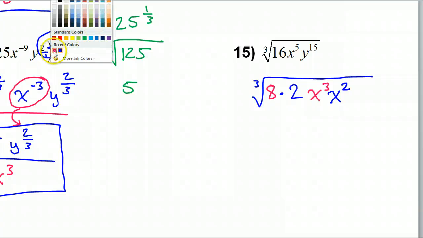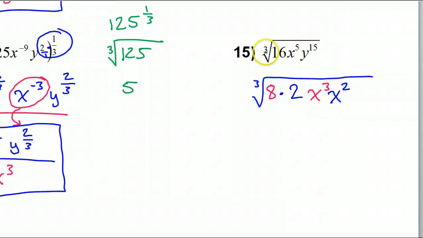Now, y to the 15th power, I like it. 15 is divisible by 3. So I don't have to break it up. I do not need to change it. So I will leave it as y to the 15th power. Now everything here in pink is going to simplify and come out of the radical.